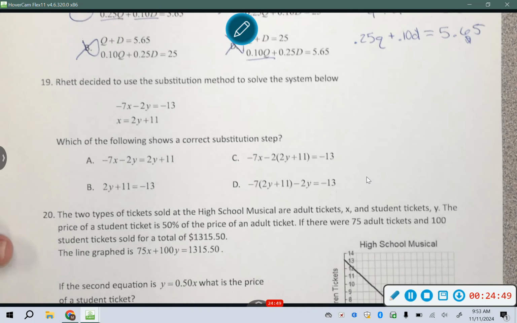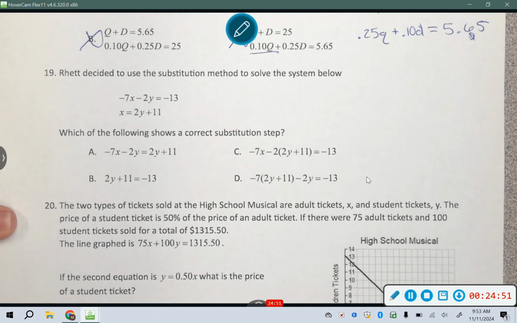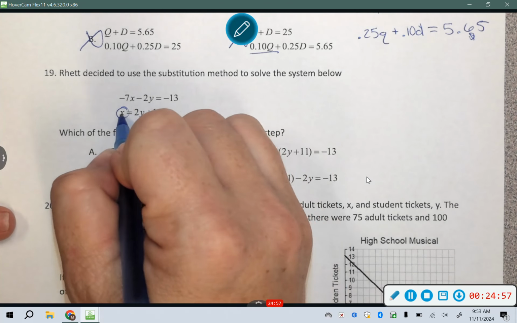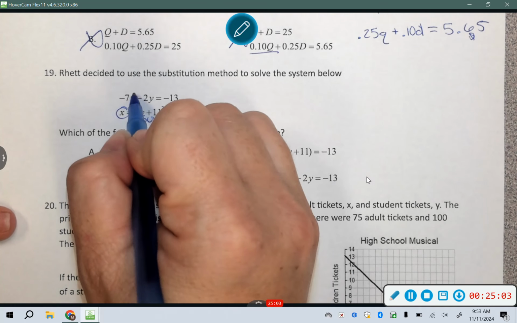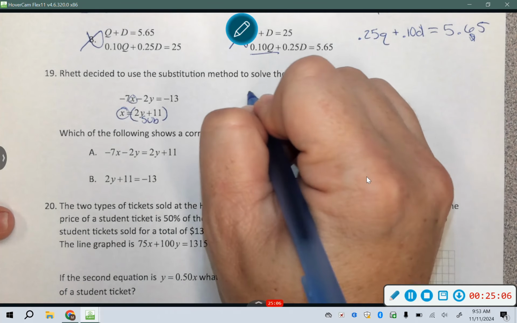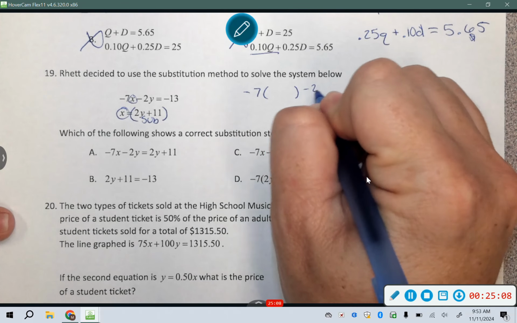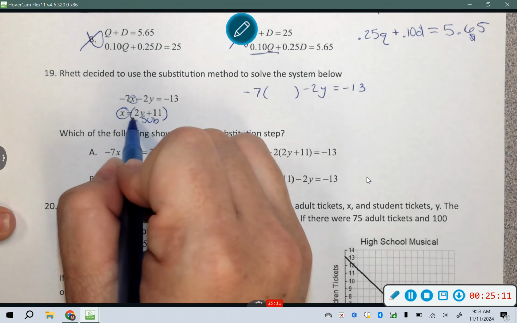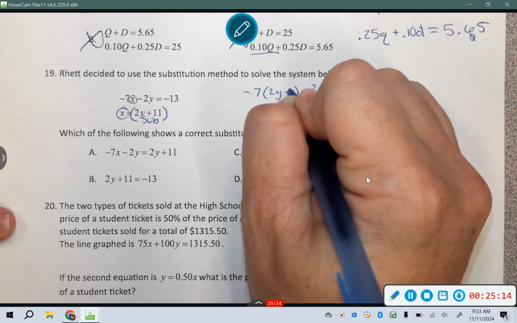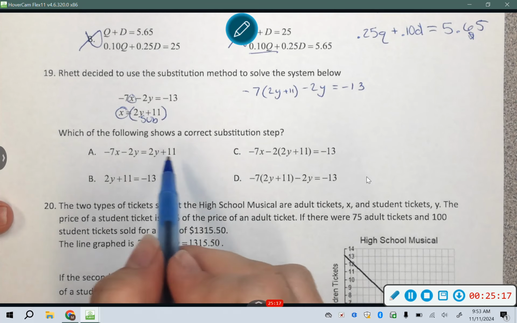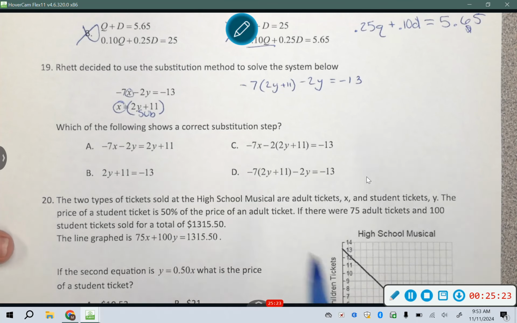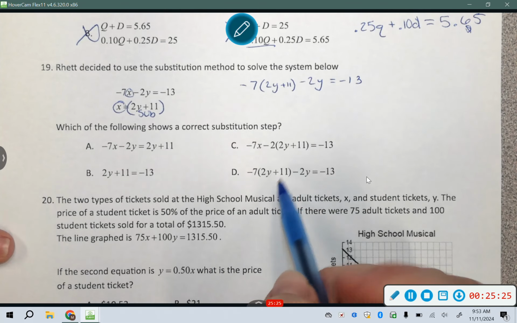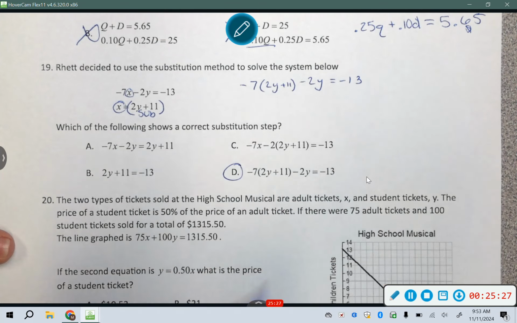Okay, number 19. The last substitution problem I solved for y. Here, this one's x equals, so I'm not going to solve for y. I'm going to show y'all substitution. So I want you to realize that x equals 2y plus 11, so this is my sub-equation. I need to rewrite the other equation without x. So I have -7, take out x, minus 2y equals -13. And I need to plug in my sub for x, which is 2y plus 11. Well, I don't even have to solve, so I should have been paying attention. It just says which of the following is subbed correctly. So -7 times 2y, which looks like D. Don't even need to keep going.